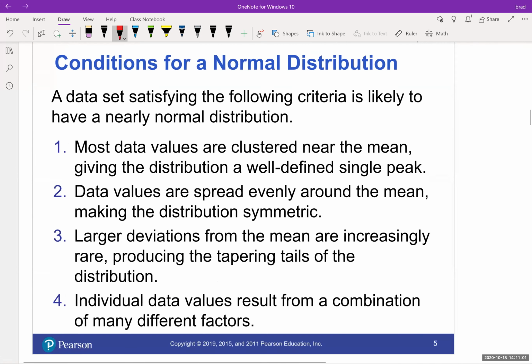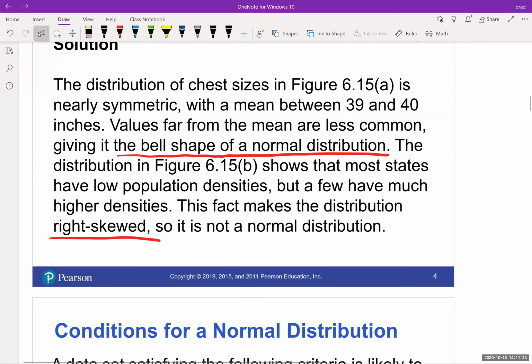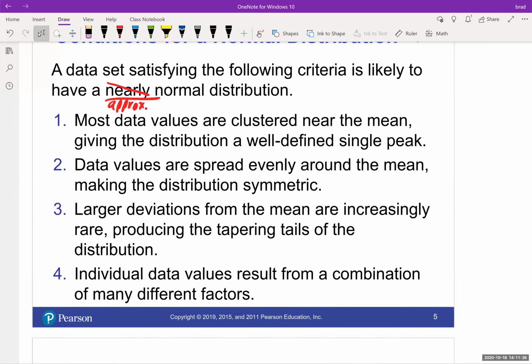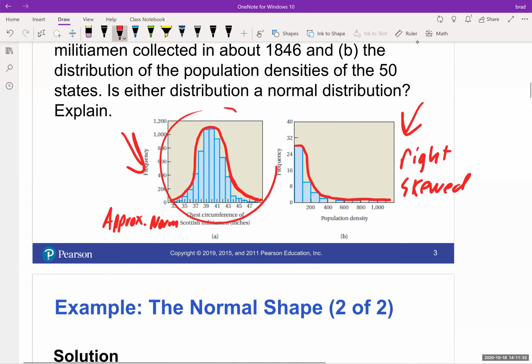So, conditions for normal distribution. A data set satisfying the following criteria is likely to have a nearly normal distribution. Sometimes they call this approximately normal distribution, okay? Most data values are clustered near the mean, giving the distribution a well-defined single peak. So like this, right? We're really looking for this one peak. Data values are spread evenly around the mean, making the distribution symmetric. So once again, we're really looking at this graph.